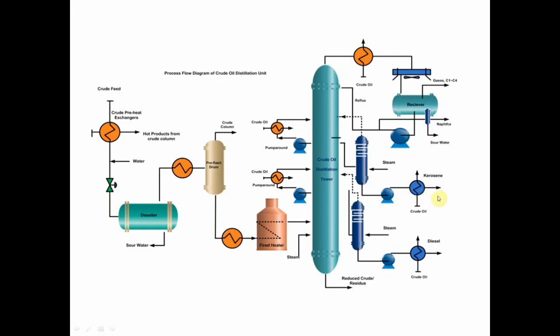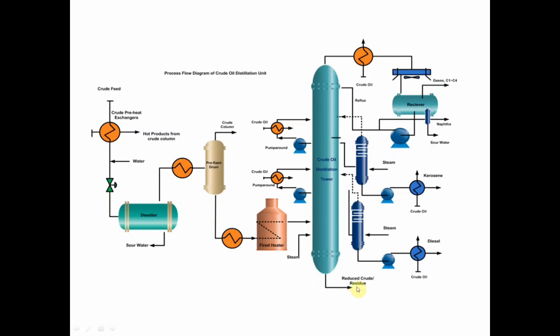of the kerosene. Now coming to the second side draw, or the second fractionator unit, the product is the light gas oil, and the third side draw product is heavy gas oil. So the next side draw product of the crude distillation unit is heavy gas oil, or the light gas oil.